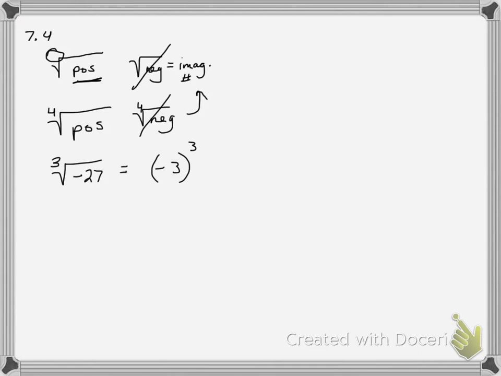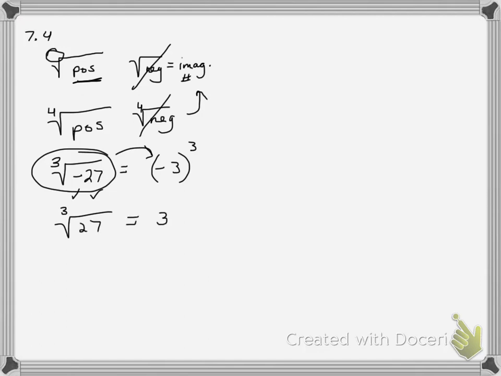A negative times a negative times a negative is going to be a negative. And 3 times 3 is 9, times 3 is 27. So the cube root of negative 27 is negative 3. The cube root of positive 27 is going to be positive 3.